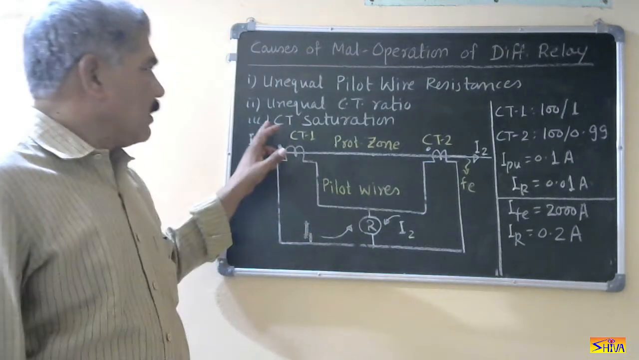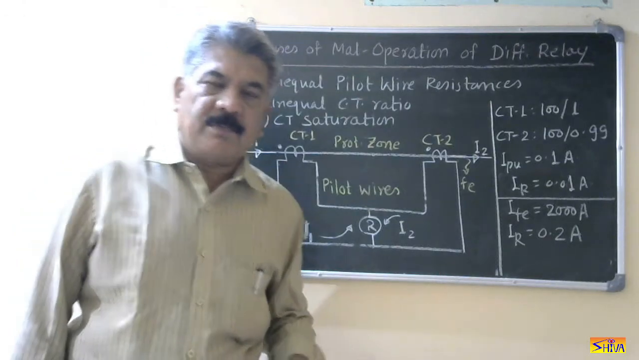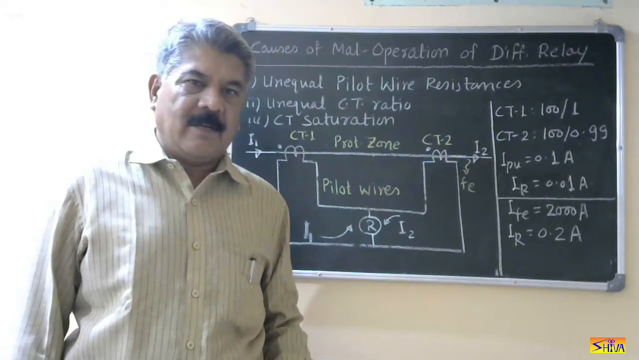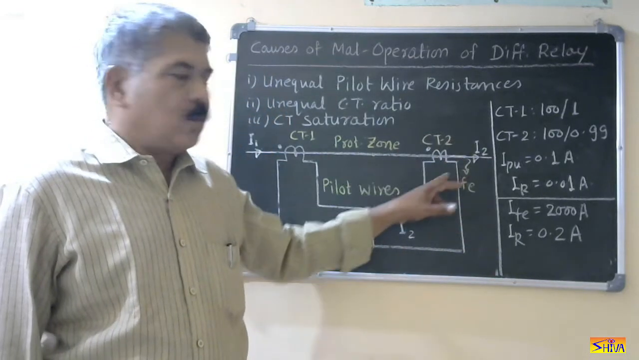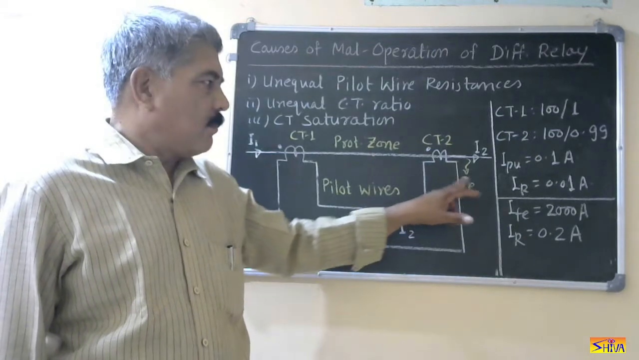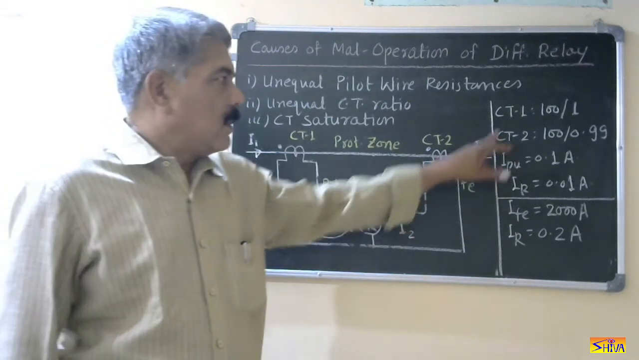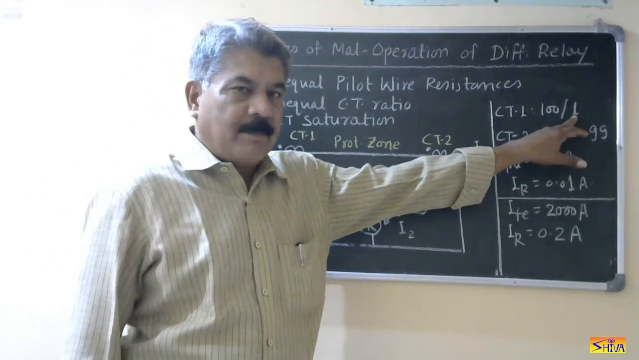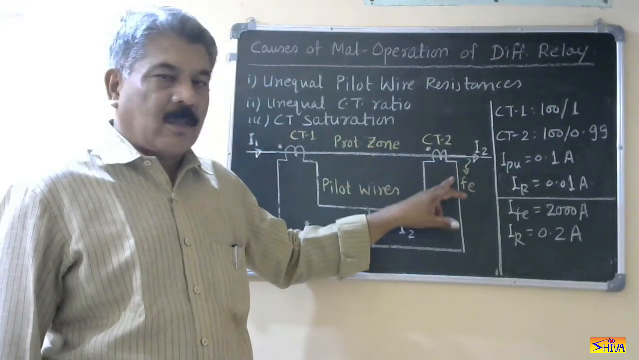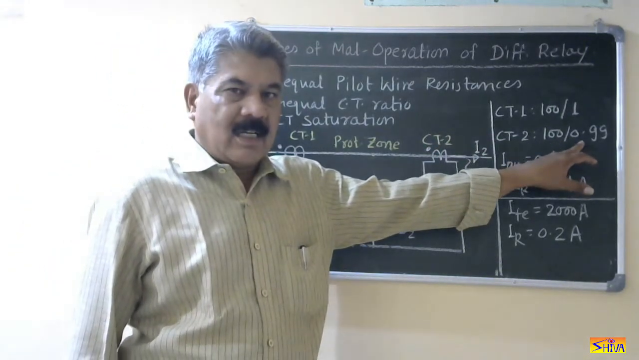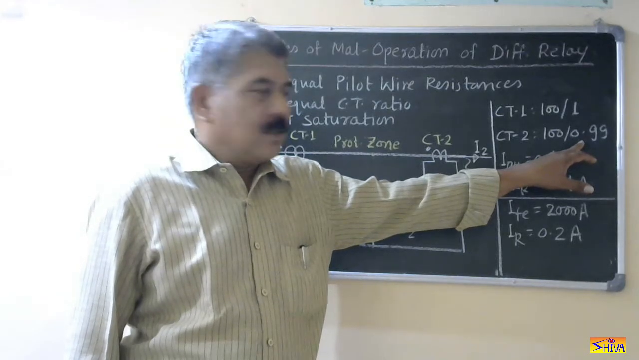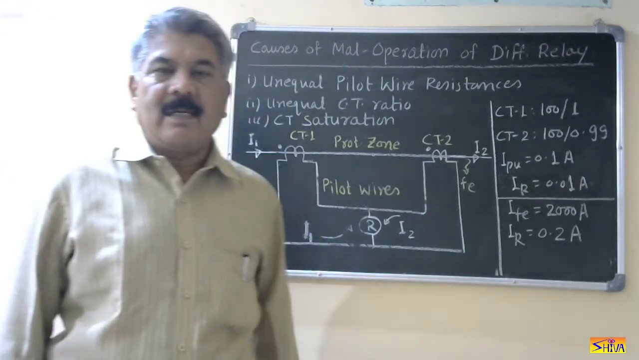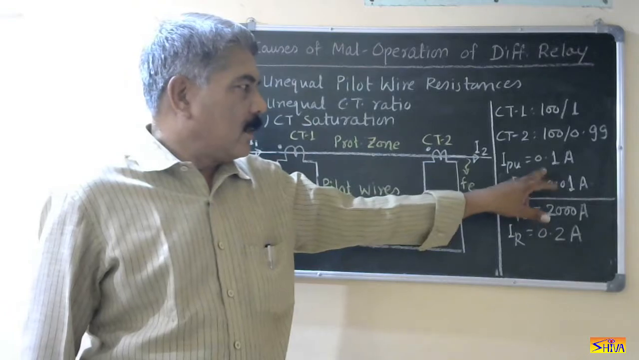Third case is CT saturation. CT saturates means it stops contributing the proportionate current on the secondary side. Now let us say this CT2 gets saturated at 1000 ampere. Fault current is 2000 ampere. CT1 is not saturating, so it is contributing 2000 ampere. Here it will be 20 ampere. But if this saturates at 1000 ampere, the proportionate current on the secondary side will be only 10 ampere. So IR, that is I1 minus I2, will be 20 minus 10, that is 10 amperes. So that is more than the pickup of the relay.